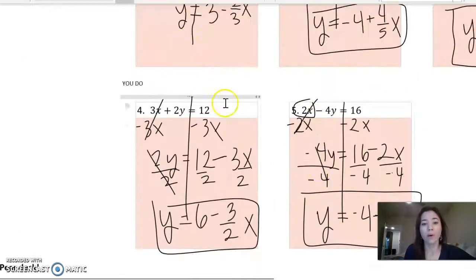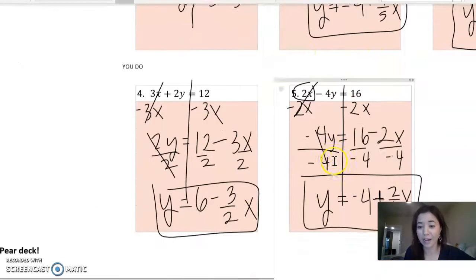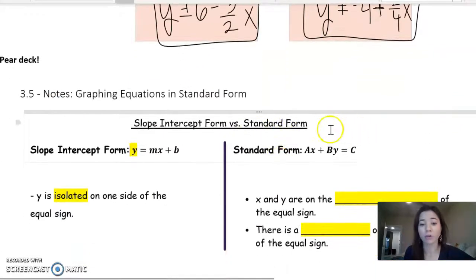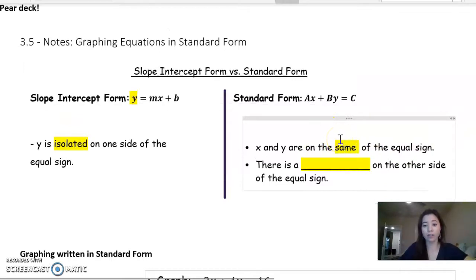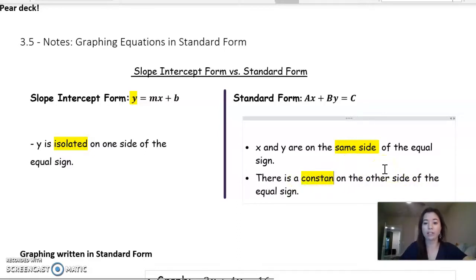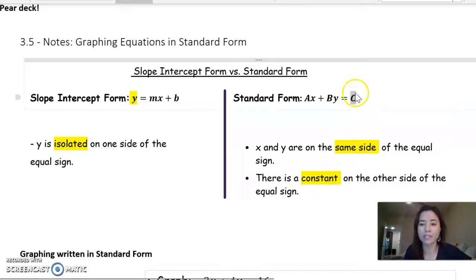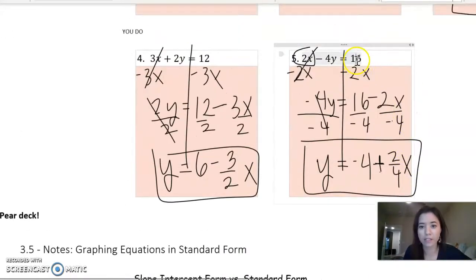What you were actually looking at up here, when we have the x and the y on the same side, we call that standard form, where x and y are on the same side of the equal sign. And then there is what we call a constant on the other. That's what the C stands for. C is just a constant, just a number, just like the 6. So the 16 here is our constant, the 12 is our constant.